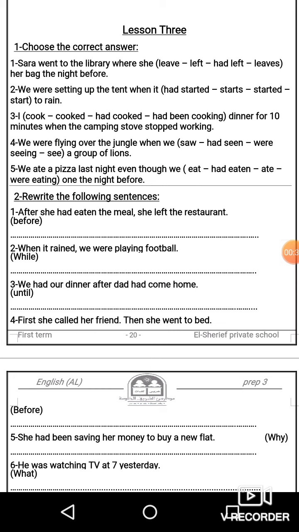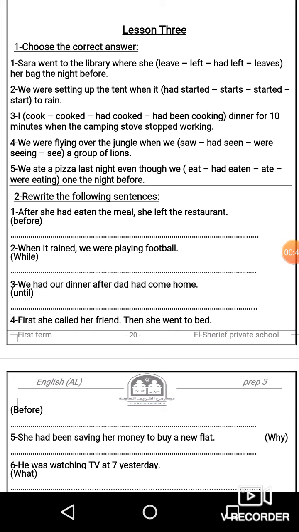Number 2. We were setting up the tent when it started to rain. We were setting up the tent when it started to rain.